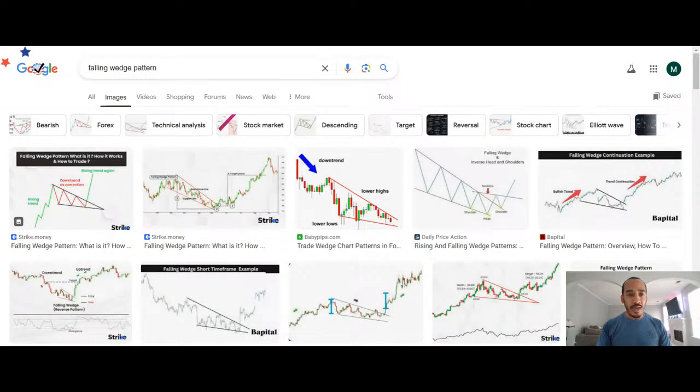So we got support. We got many touches of support. We're also oversold on the RSI, but it looked like it's giving me falling wedge a little bit. Y'all let me know. Falling wedge is almost like a bull flag, but in reverse. It's a wedge pattern going in a downward direction.